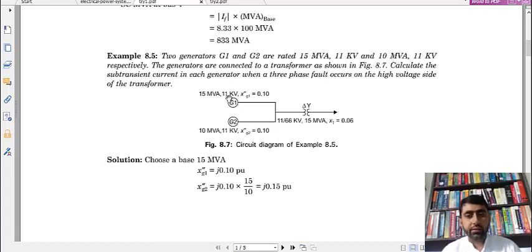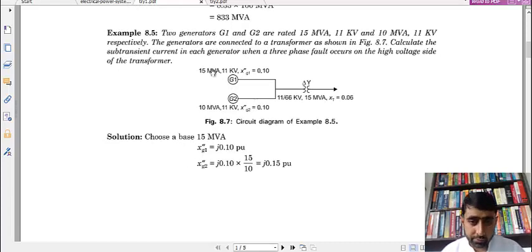I told you the last time that it is advisable to take the base MVA as the highest rating. Since the highest is 15 MVA, we can take this as the base. You can take the other also, and in that case there is no harm, but it is advisable to take this one. So here also we have taken 15 MVA as the base. This will not change, because it is calculated on the same base, 15 MVA, 11 kV, so it will remain as it is.